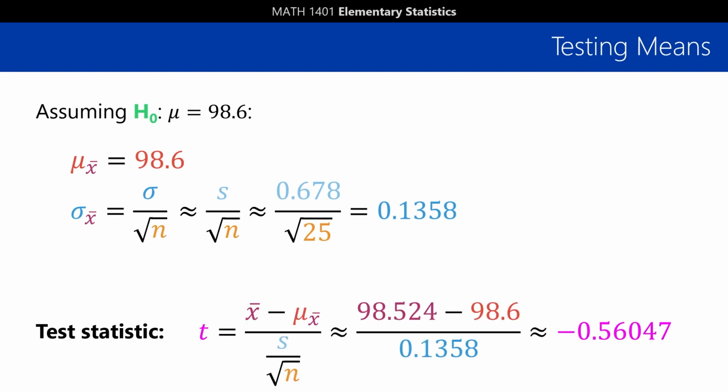From there, our test statistic is once again calculated just like a z-score, except since we're using the sample standard deviation, it's not really a z-score, but a t-score. The idea is still the same though. Take our sample mean, 98.524, subtract the hypothesized population mean of 98.6, and divide by our approximate standard error, 0.1358. That gives us a t-score of about negative 0.56.